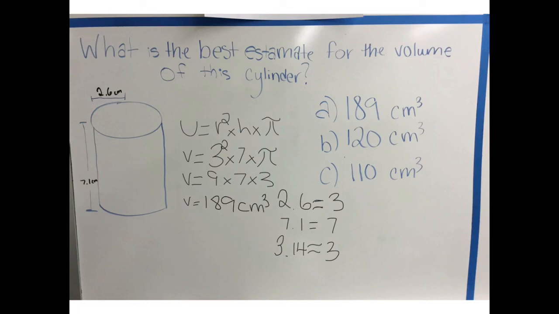So the answer of what is the best estimate for the volume of the cylinder is 189 centimeters to the third power.